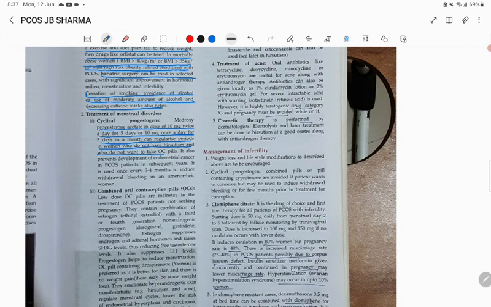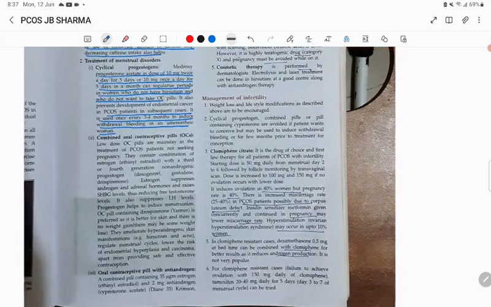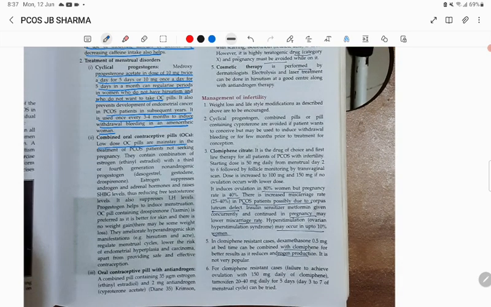It also prevents the development of endometrial carcinoma. In PCOS patients in subsequent years, it is used once every 3 to 4 months to induce withdrawal bleeding in amenorrheic women. The combined oral contraceptive pills, low dose OC pills, are the mainstay in the treatment of PCOS patients not seeking pregnancy.